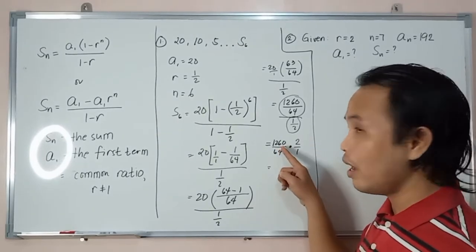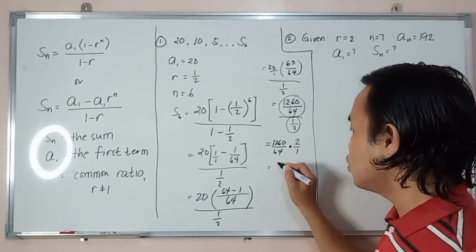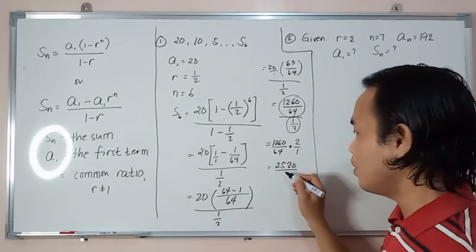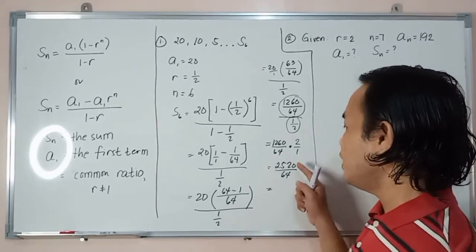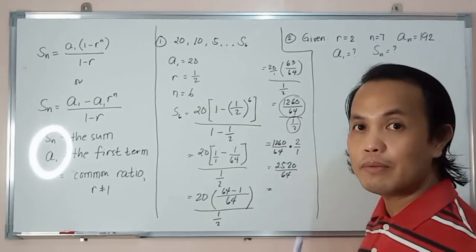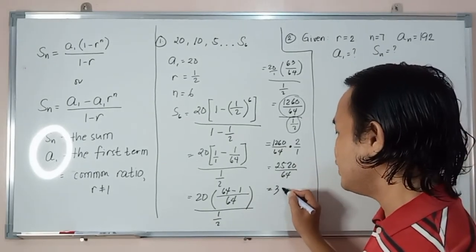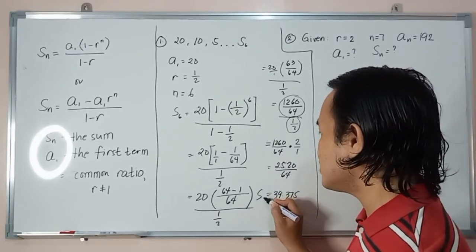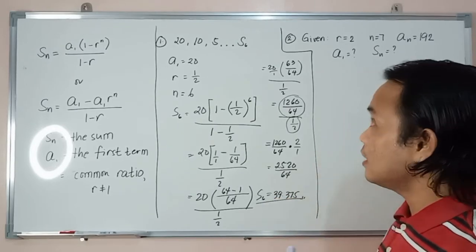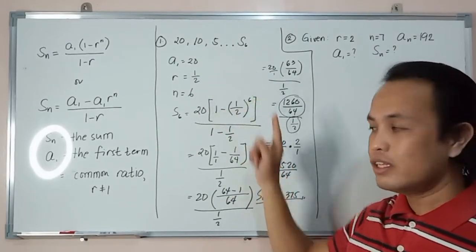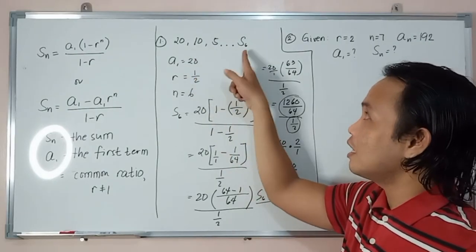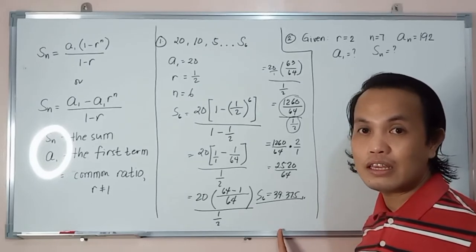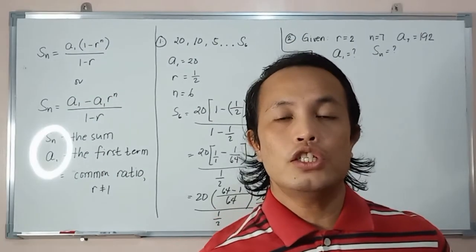Then 1,260 times 2 will give us 2,520, over 64 times 1 will give us 64. Then we divide 2,520 by 64. That will give us 39.375. So this is now our S sub 6 for this given sequence. So the sum of all the terms in this geometric sequence until S sub 6 will give us 39.375. Now let's proceed to our next example.